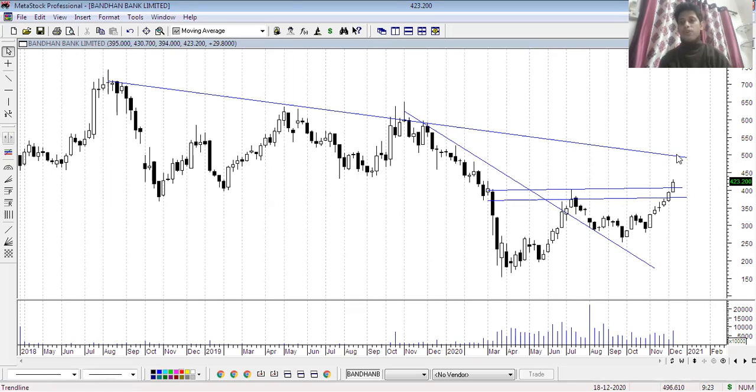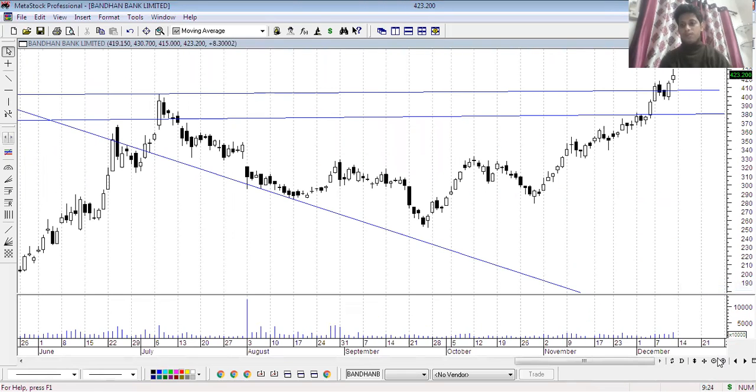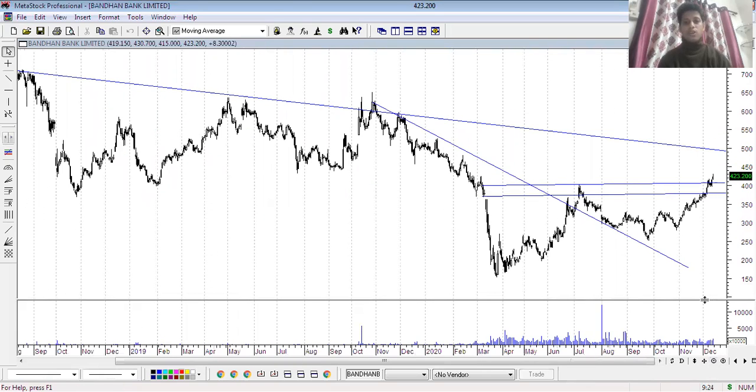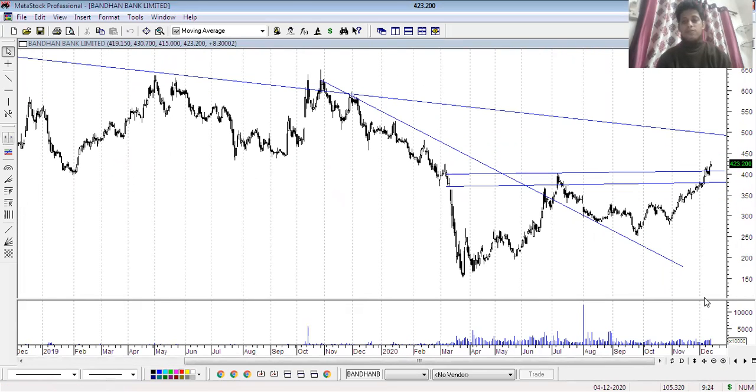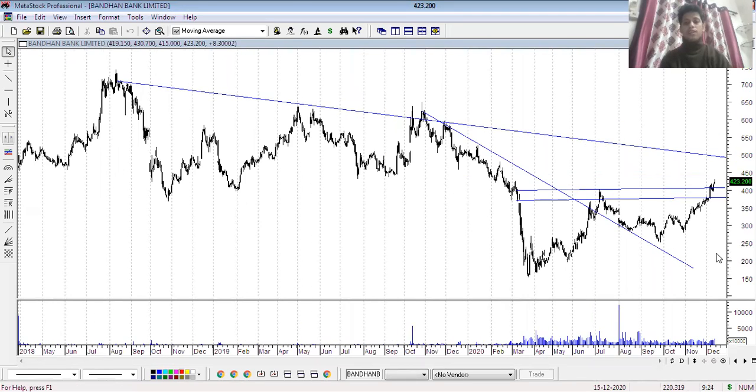And if 495 levels is crossed and held, then the target will be 594, another 100 points we can get. So 495 and 595 are the next two targets for Bandhan Bank at this moment. This is the daily chart you all see, and how much Bandhan Bank is creating the W formation.